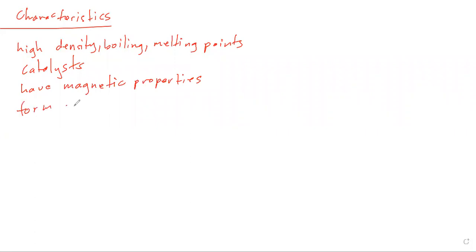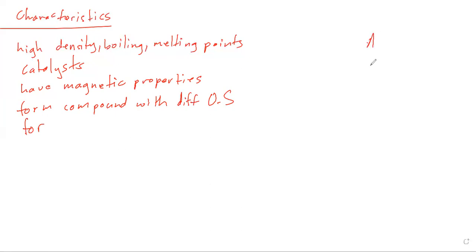They form complex compounds. So they form compounds with different oxidation states, and I'm just going to put OS for oxidation state. And one important one as well, colored compounds. So in the lab, for any compound that is colored, just know that a transition metal is present.